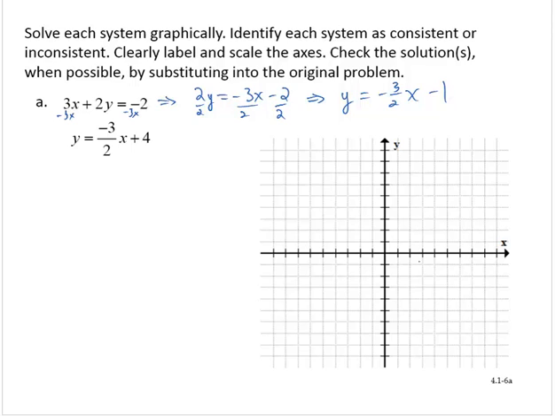So using a standard scale, one for each mark, I have y equals negative 3 halves x minus 1. I plot the y-intercept at negative 1, and then I use the slope of negative 3 halves to let the line fall 3 and run 2. And I'll do that again, fall 3 and run 2. Now I'll draw the line through those points.